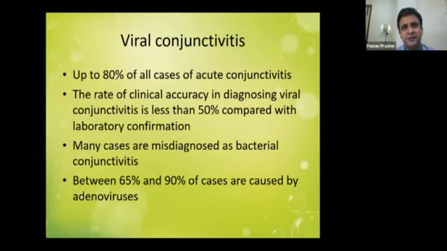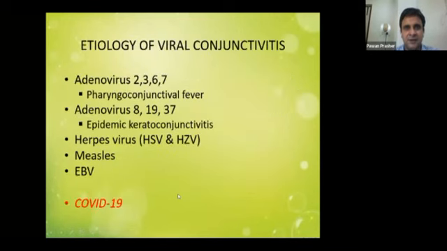So viral conjunctivitis constitutes up to 80% of all cases of acute conjunctivitis. However, the accuracy in making the diagnosis clinically, as compared to laboratory confirmation, is less than 50% only. So we are not always on target, and many cases are misdiagnosed as bacterial conjunctivitis. However, the majority, like 65 to 90%, are caused by adenovirus.